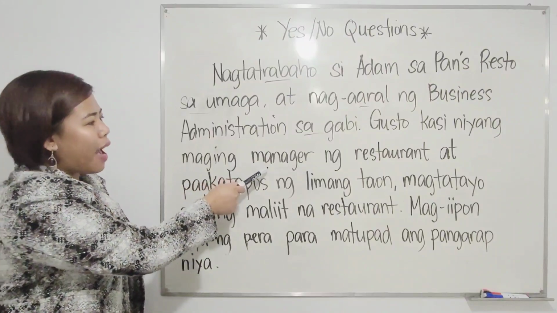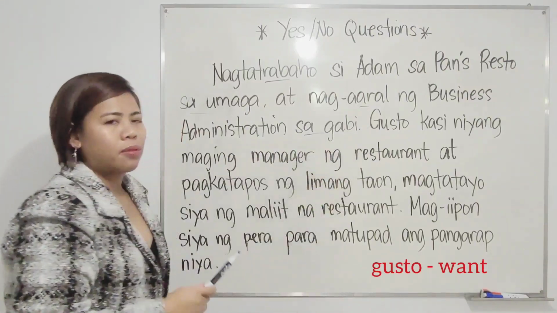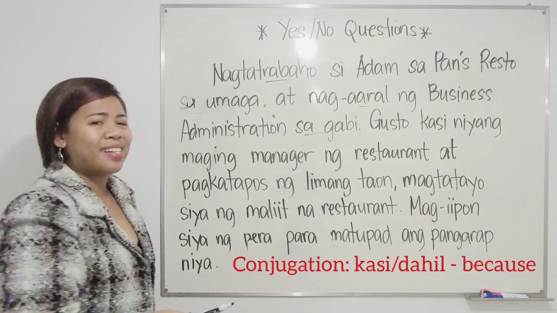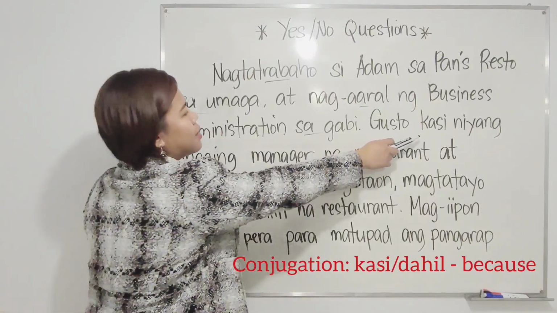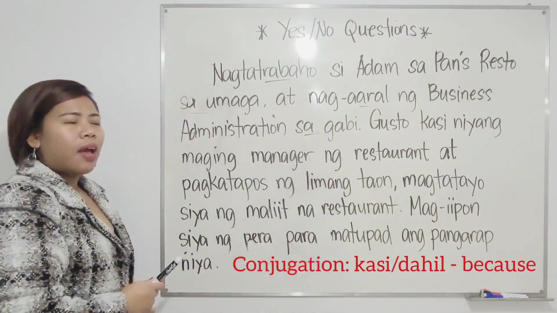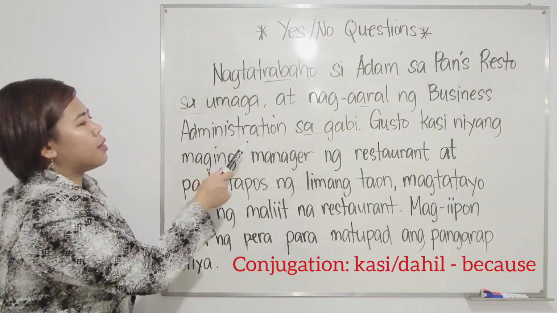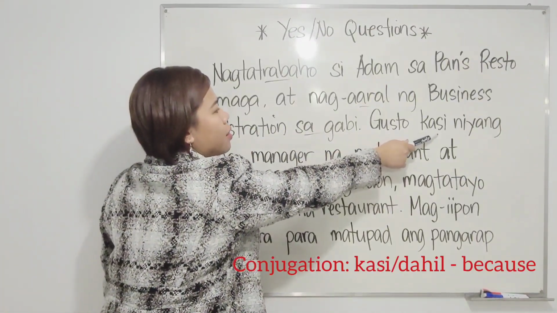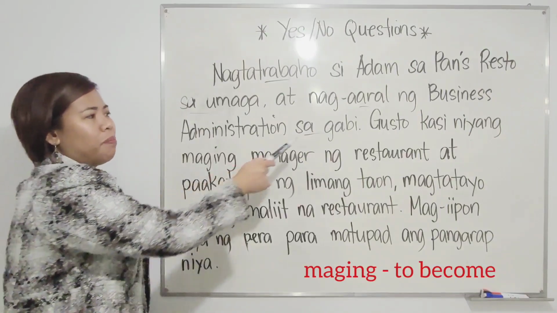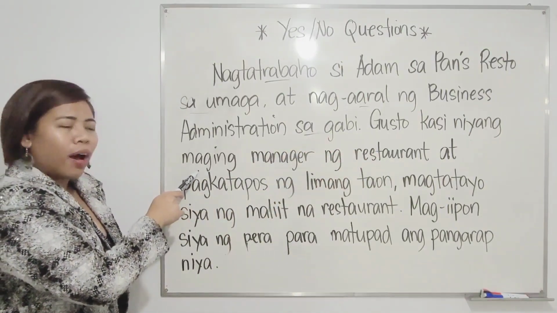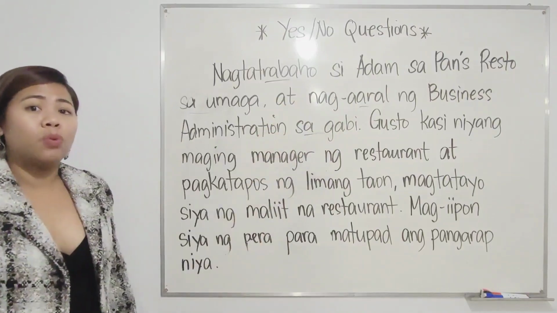Gusto kasi niyang maging manager ng restaurant. Let's stop there. So, gusto, again, we use this word so many times already. Gusto is one, right? Kasi. When do we use kasi? When we answered our question, the why question, right? So, in the previous lesson, we say kasi or dahil. Why did we put kasi there? Actually, it's related to the previous sentence. So, why is he working in the morning and studying in the evening? Gusto. Because he wants. Maging is to become. Because he wants to become what? Manager. He wants to become a manager of the restaurant that he's working at.